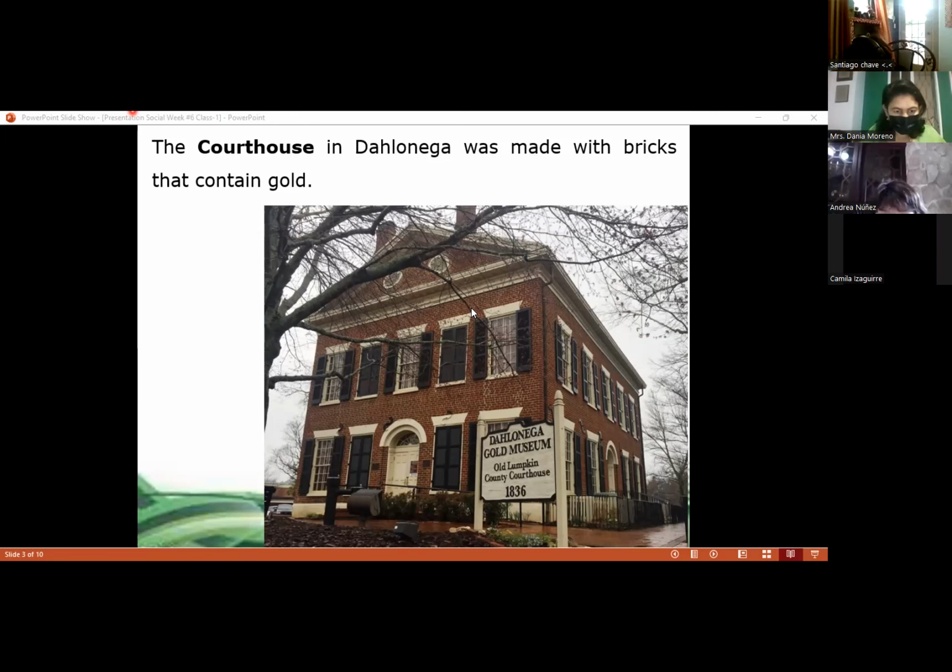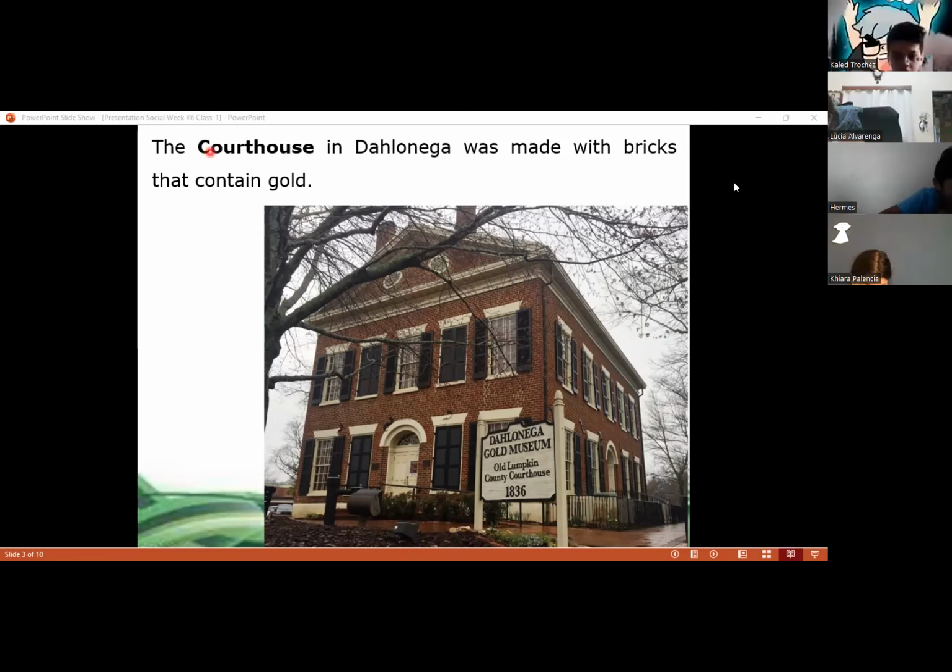What is a courthouse? A courthouse is a place like this that you see here. It looks like a palace, right? Un palacio. It looks like that. So that is a courthouse.